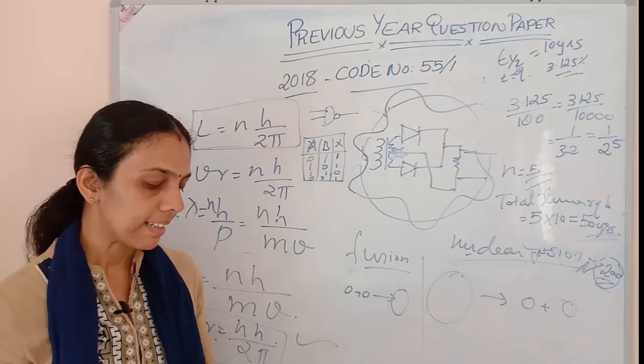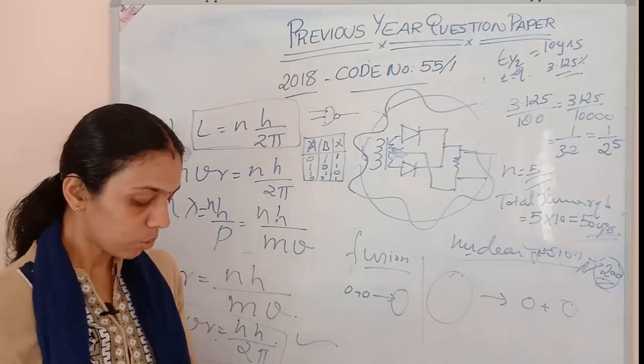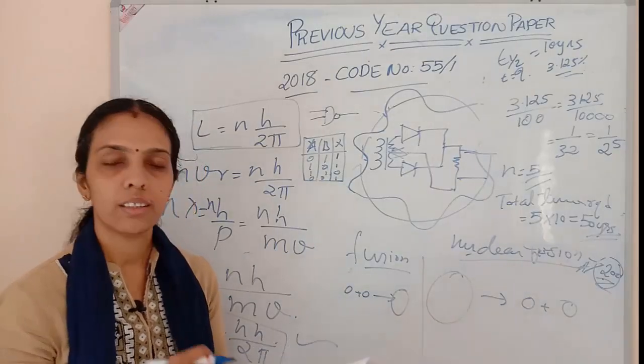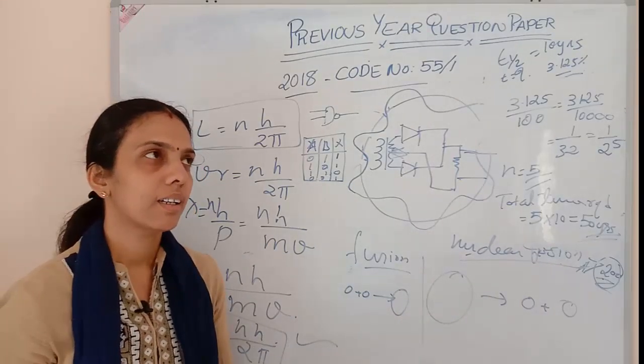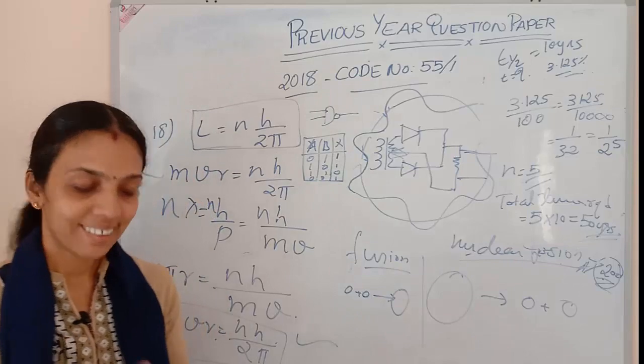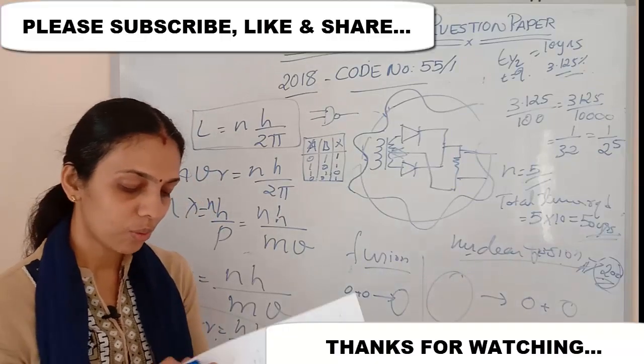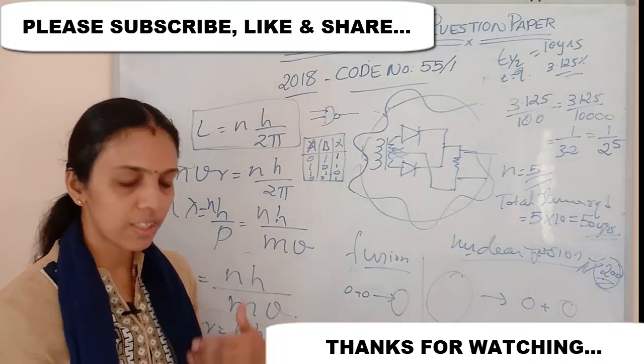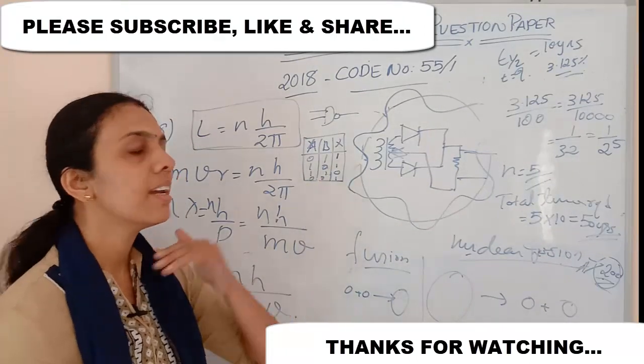So these are the questions up to the 20th that we did. The 21st question and Section E are all derivations only, so we will discuss those in the next class. From the 21st question onwards we will discuss in the next class.